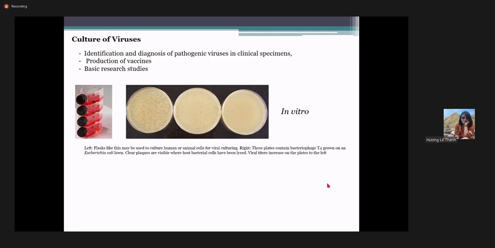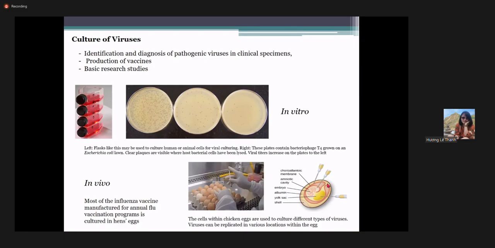In vitro, we have several types of flasks here. They are used to culture human or animal cells for viral culturing. And on the right, we have the plate containing the bacterial phage T4 grown on an E. coli lawn.